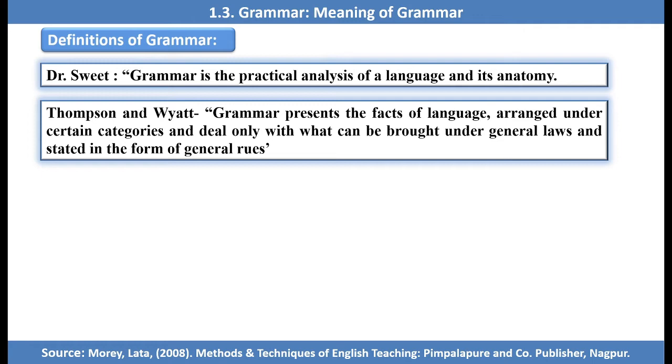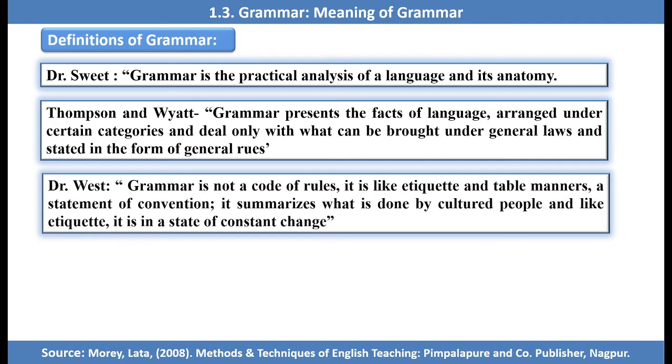Here we have certain general rules. According to their rules and laws, we bring it and state it in the form of general rules. Here we have certain general rules in grammar. For example, there is a rule: if the subject is singular third person, we add s or es at the end of the verb. This is the general rule. So according to Thompson and Watt, grammar presents the facts of language arranged under certain categories and deals only with what can be brought under general laws and stated in the form of general rules.